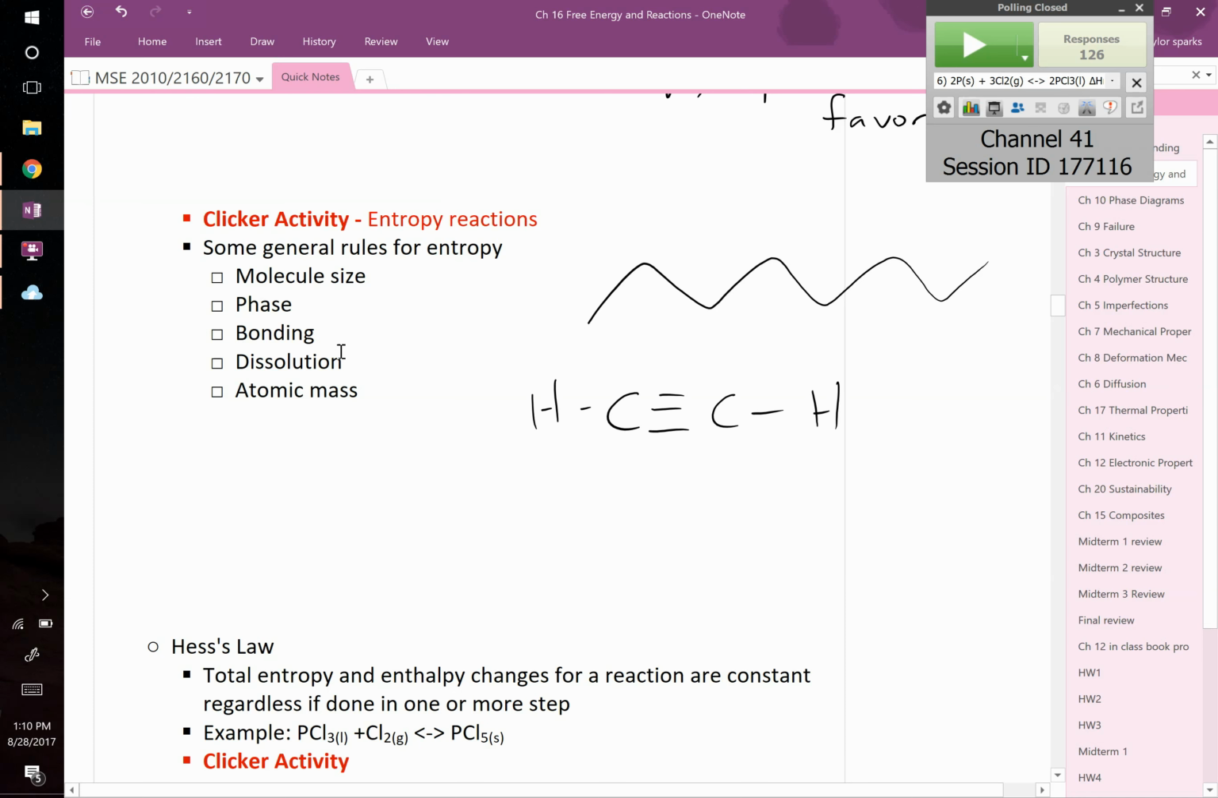Okay. Next, you've got dissolution. We already talked about that. And then atomic mass. The higher the atomic mass, the more electrons, the more protons, the more disorder that can have, right? So these are just general rules. I'm sure there's exceptions, but these are general rules that help us think about entropy.